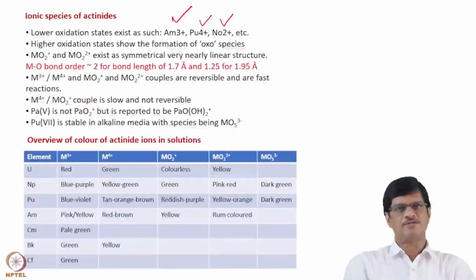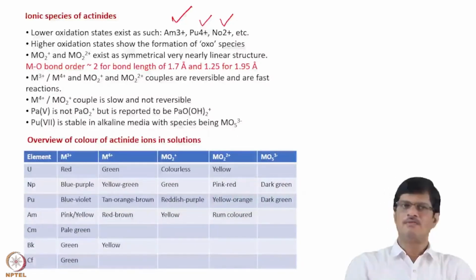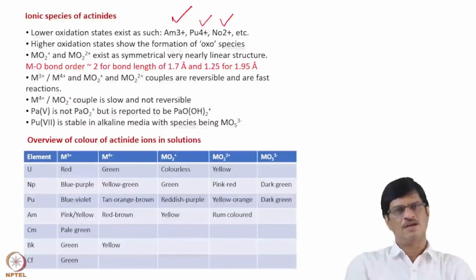All these actinide ions have different colors if taken in appreciable concentrations, and I have given a table here where you can see the color of the actinides. For example, uranium in the +3 state is red color. Uranium in the +4 state is green color. Uranium in the +5 state is colorless, and uranium in the +6 state is the well-known yellow color, which we see in most of the uranyl compounds.